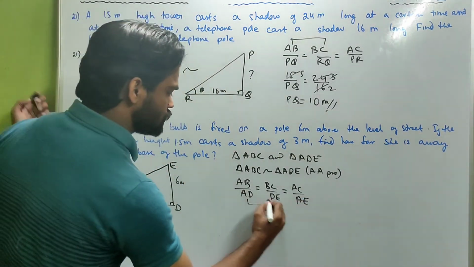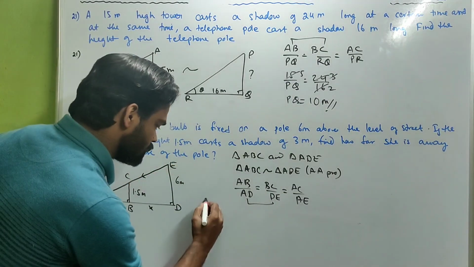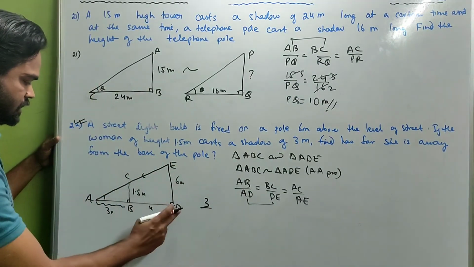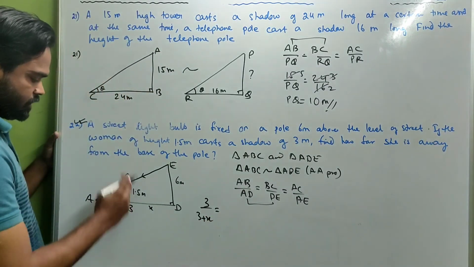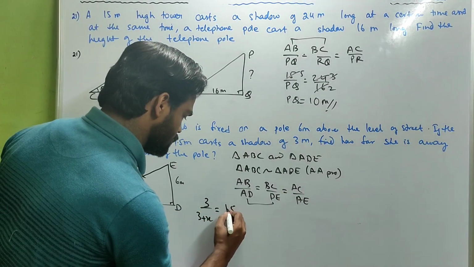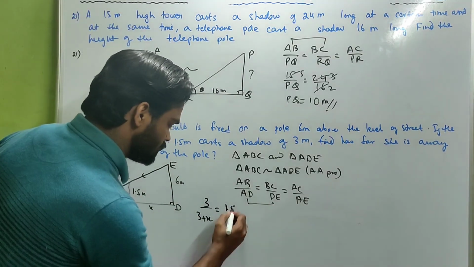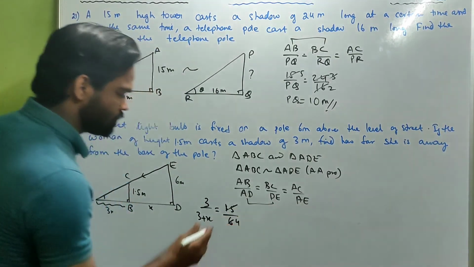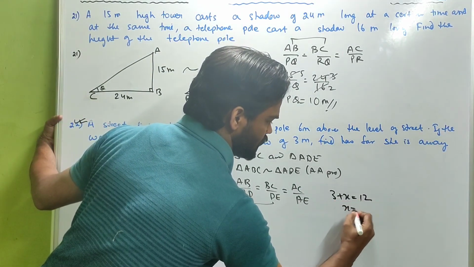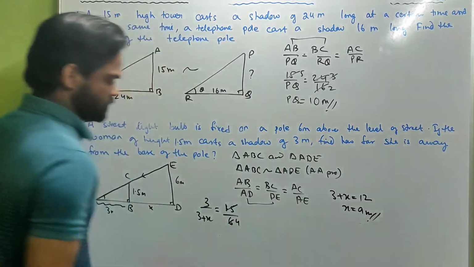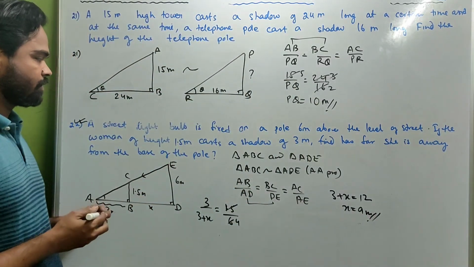Now we need the first two. Just simplify that. AB is 3, so 3 by AD. AD is 3 plus X, if you look carefully. BC is 1.5, isn't it? DE is 6, that's 4 times 3, 4 is 12, so 3 plus X equals to 12, which means X equals to 9 meter, which means the lady is standing at the distance of 9 meter from the street light bulb.